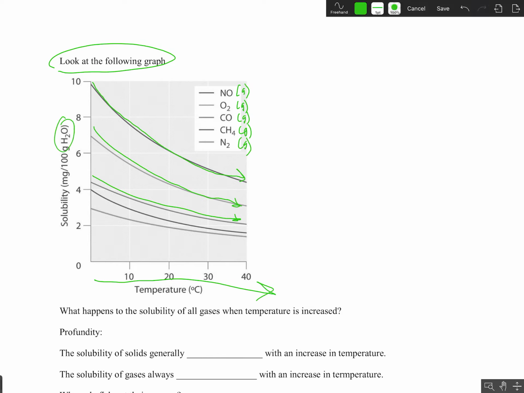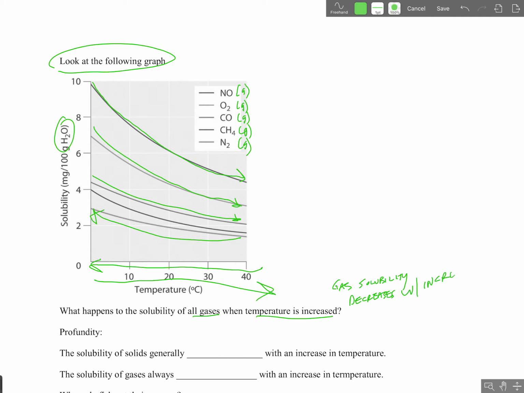Now we can look at that backwards, of course, and say, well, what if we cool it down? Well, if you cool it down, of course, the solubility of gases increases with a colder temperature. That's the opposite of solids, kiddos. So what happens to the solubility of gases here, kiddos, when temperature is increased? Yeah, gas solubility decreases with an increase in temperature.